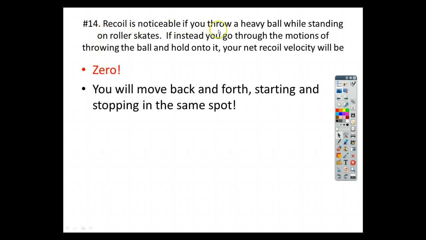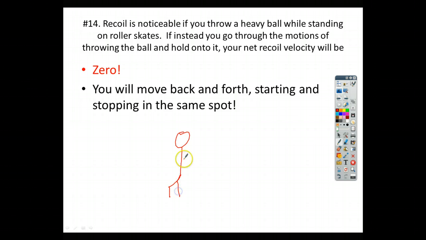Recoil is noticeable if you throw a heavy ball while standing on roller skates. So if you had a big ball, like a medicine ball, and you threw it forward, your body would go backward. If instead you go through the motions of throwing a ball but you hold on to it, your recoil velocity would be 0. So basically what would happen is you would be holding on to that ball.